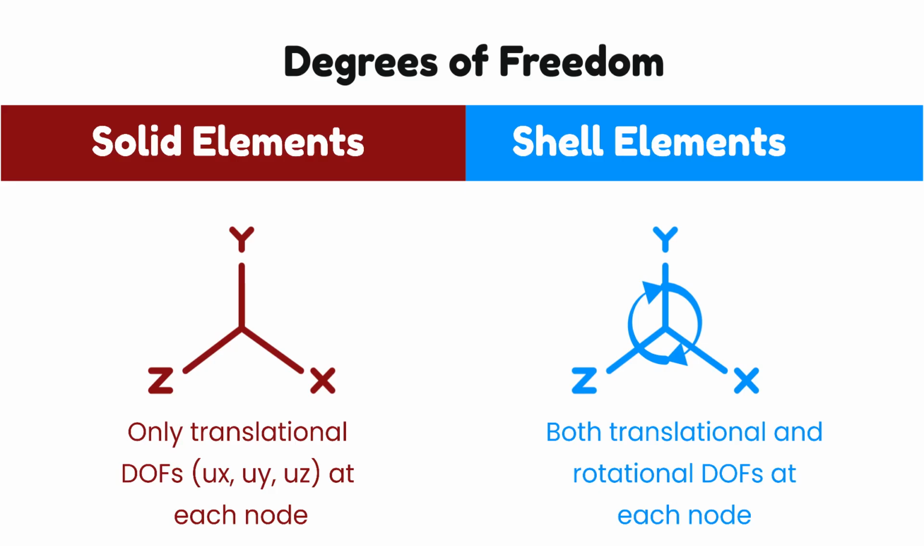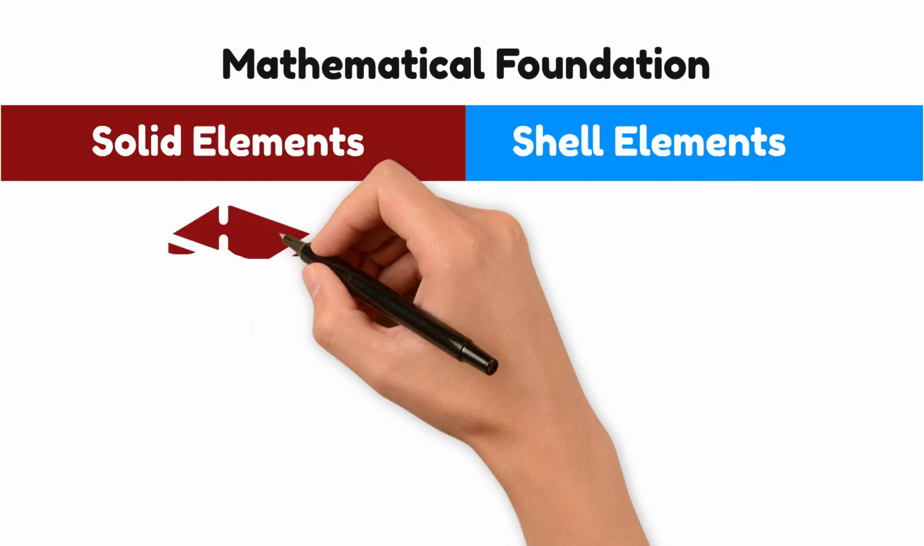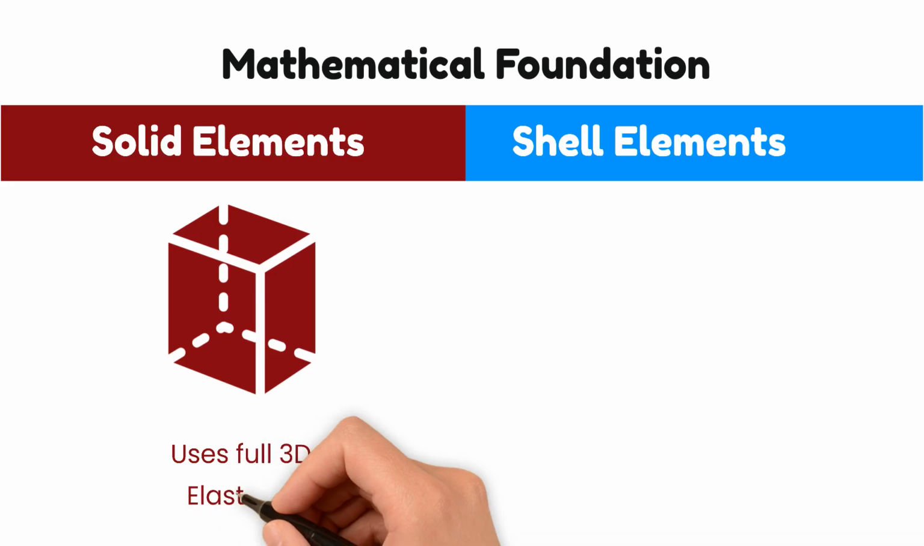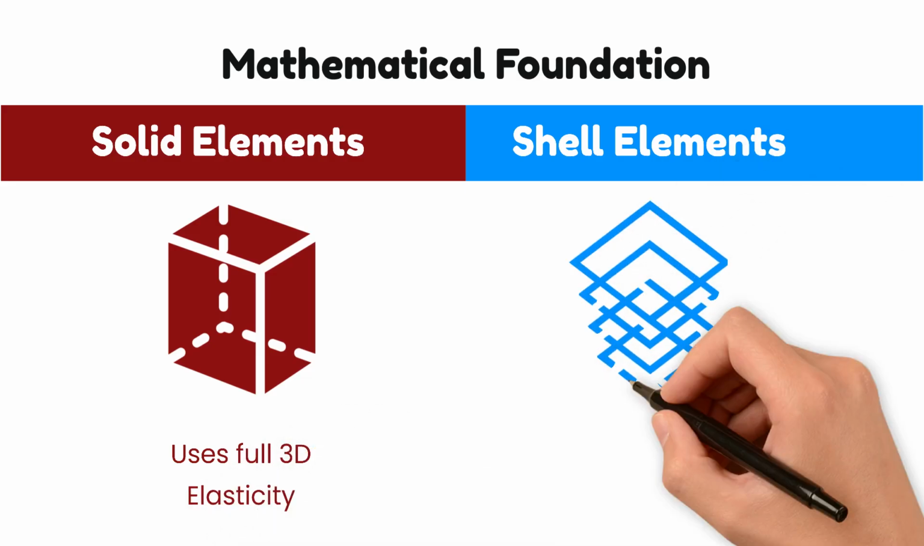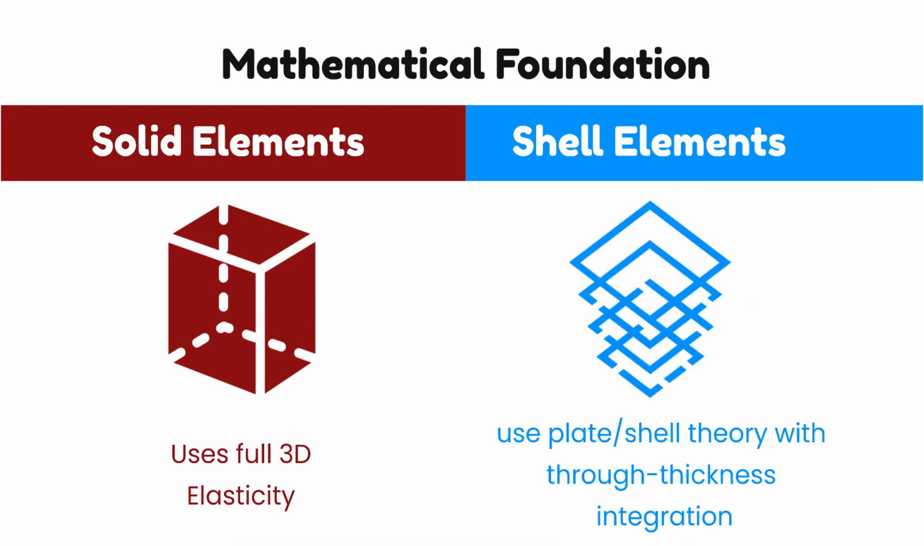Shell elements, however, are a bit more advanced. Each node not only translates in x, y, and z directions, but can also rotate about those 3 axes. So in total, each node has 6 degrees of freedom, 3 for translation and 3 for rotation. That rotational flexibility is what lets shell elements capture bending behavior accurately, even though they are only defined by a surface. Now that we have seen how solids and shells differ in their degrees of freedom, let's look under the hood, that is, at the mathematical foundation that governs how they behave.